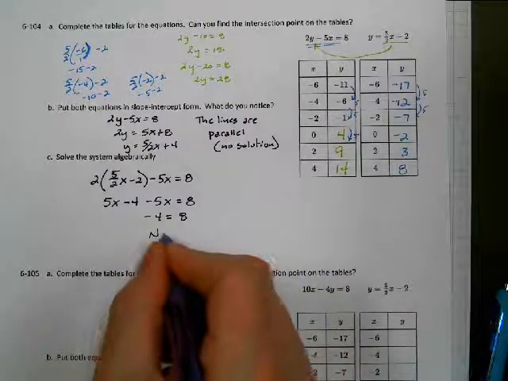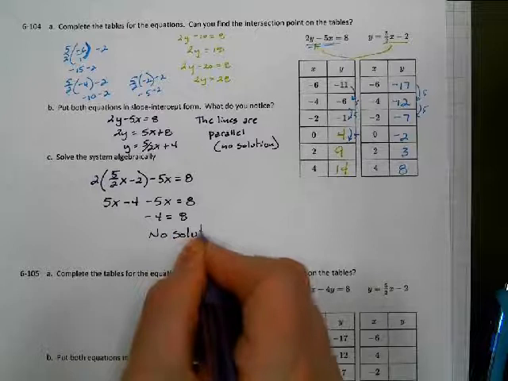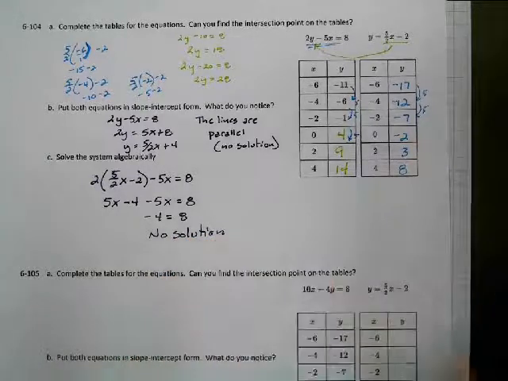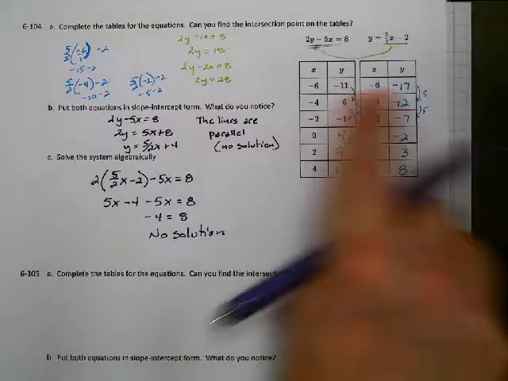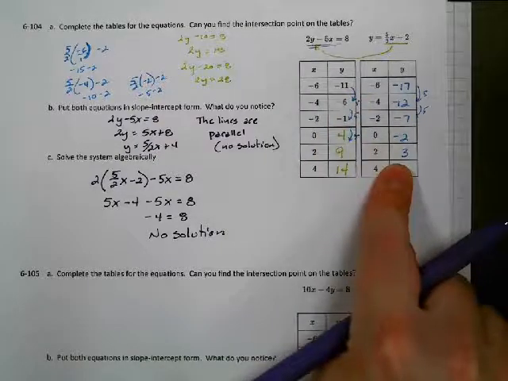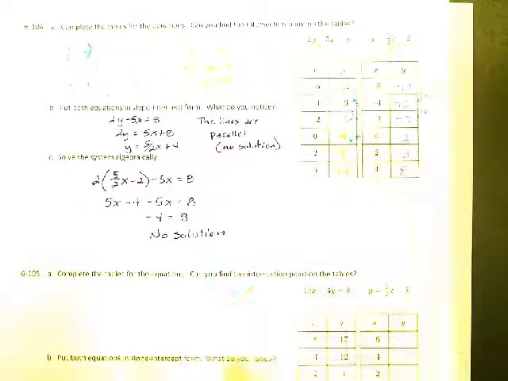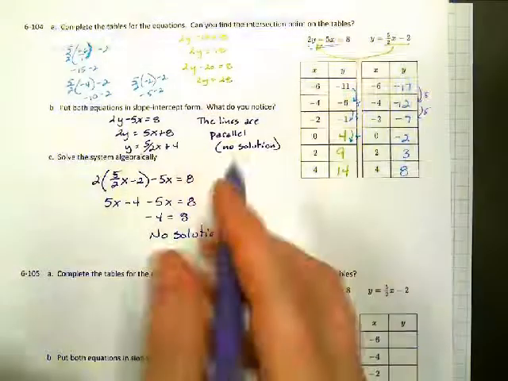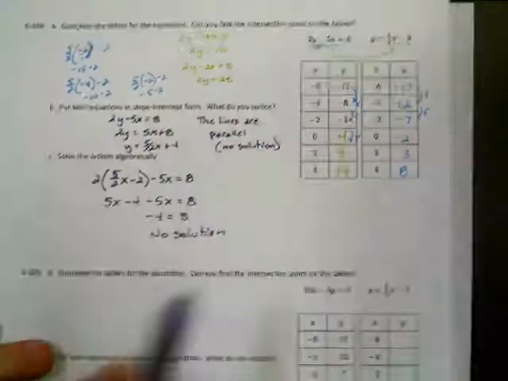So we saw on the chart it was going to be no solution because they weren't getting any closer to each other. We saw looking at the slope-intercept equations that they both had a slope of 5 halves, so they're parallel, no solution. And here we see algebraically that we're getting no solution.